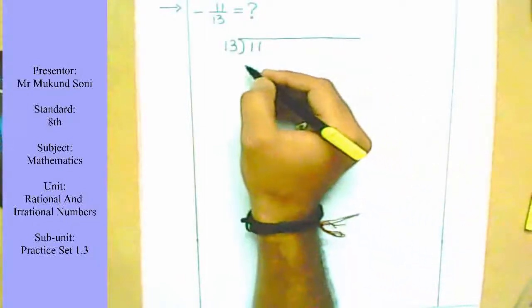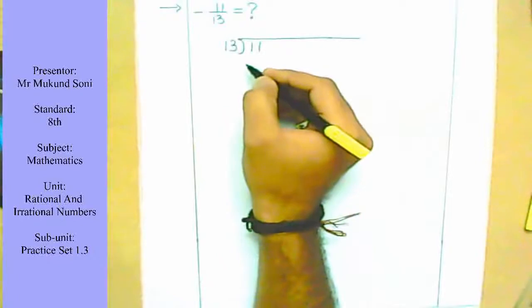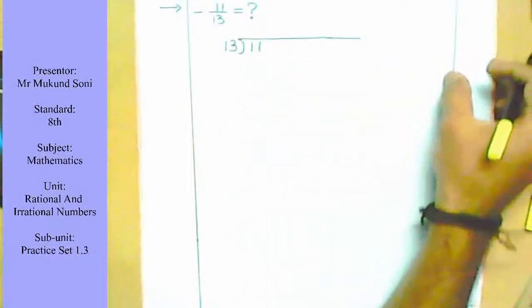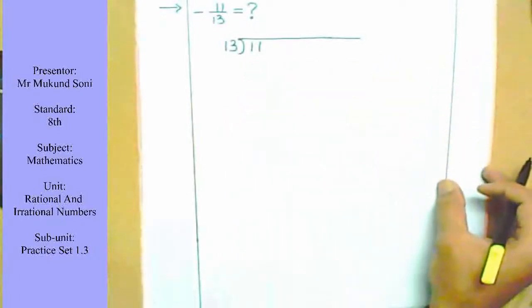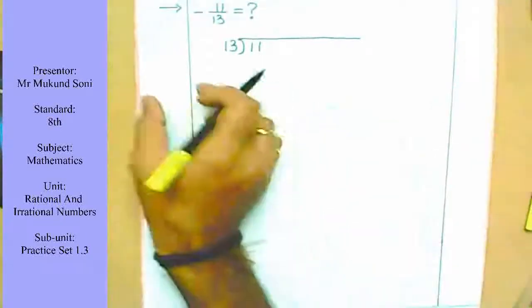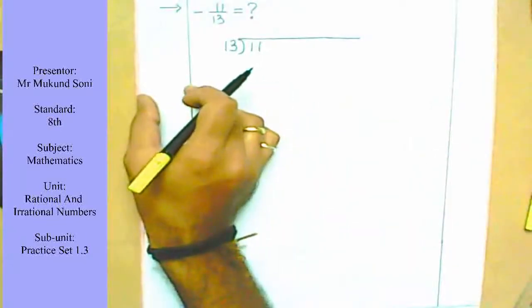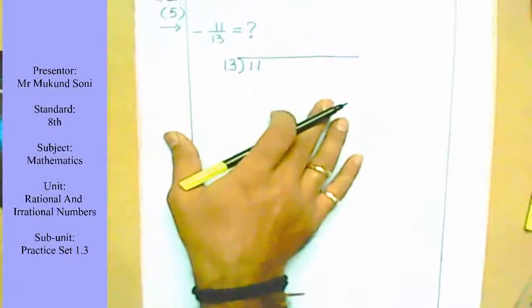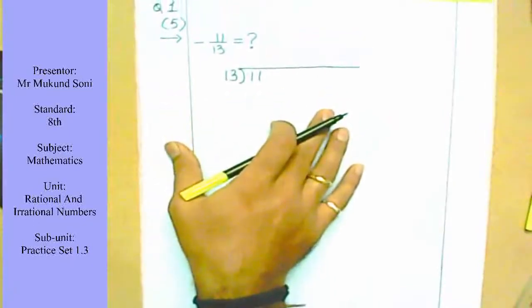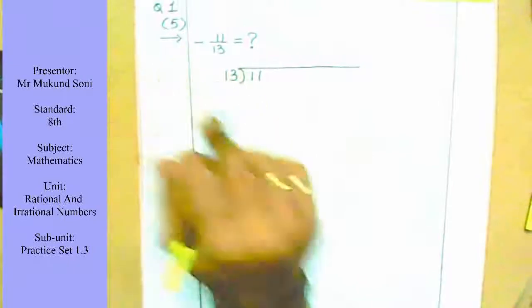Then start dividing it. If you don't know the table of 13, you can always make one table in the right hand side rough column. Utilize this left column only for writing your question number and sub question number, like this.